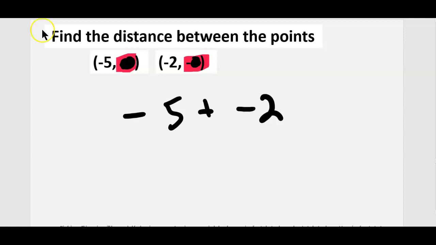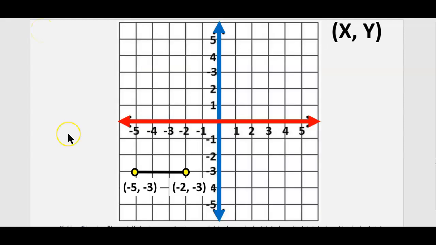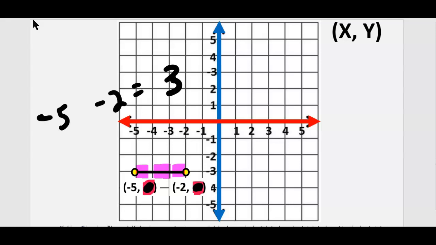All right, let's just erase this for a second and see what it looks like on a graph. Again, the ones that are the same were the negative 3. We're still not going to use those. Those are not the distance coordinates. Okay, but it's negative 5. But what is the distance? So let's count it up. Ready? 1, 2, 3. So what do we do with negative 5 and negative 2 to get 3?